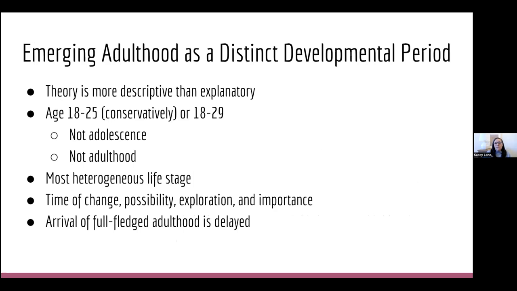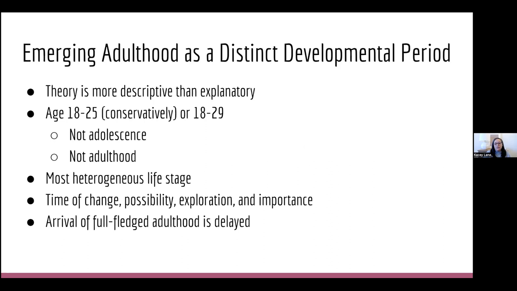So let me talk a little bit more about emerging adulthood as a distinctive developmental period. To frame Arnett's theory of emerging adulthood, I think it's important to understand that his theory serves as more descriptive than explanatory. It describes who emerging adults are, and it describes what it is about emerging adulthood that makes it a distinct developmental period. So who are emerging adults?